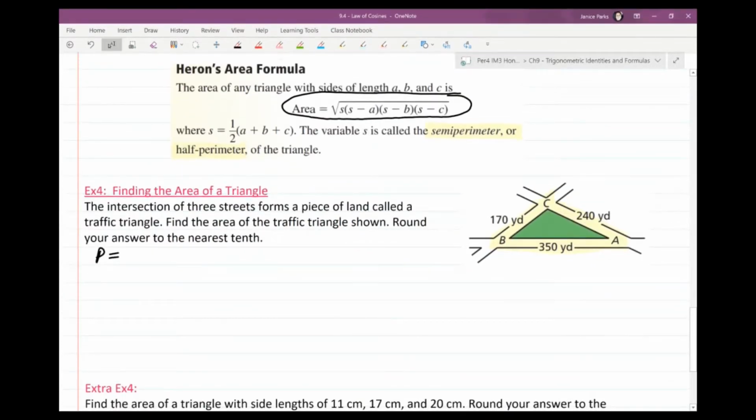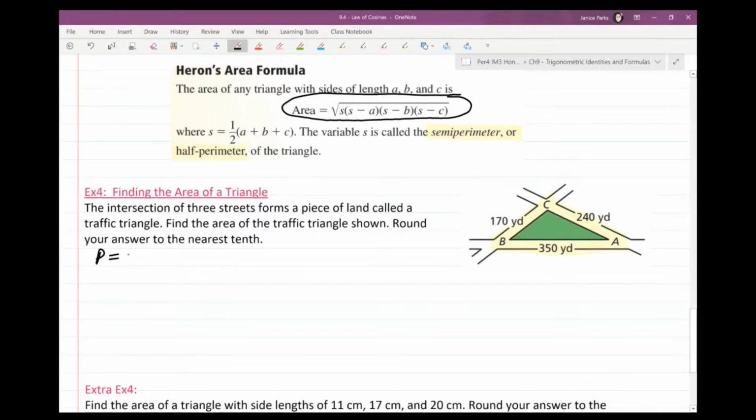So the perimeter is adding all the sides together, 170 plus 240 plus 350. So the perimeter is 760. If you divide that by 2, the semi-perimeter is 380. That's the number that you really need to work with to find the area.